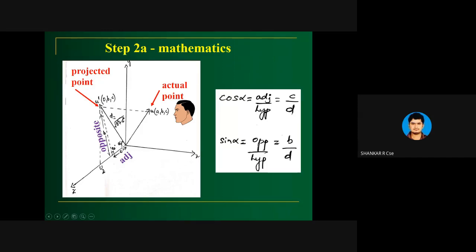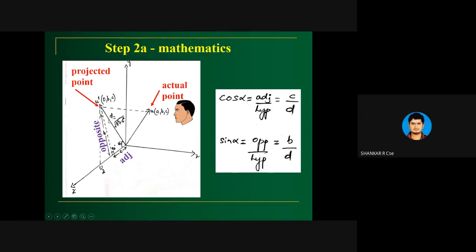Now, if you're applying cosine and sine, this is your adjacent, this is your opposite, this is your hypotenuse. Now, if this is B, if this is C, hypotenuse is obviously, apply Pythagoras theorem, it is root of B square plus C square. Now, let me call that root of B square plus C square as D. So, D is equal to square root of adjacent square plus opposite square, Pythagoras theorem.